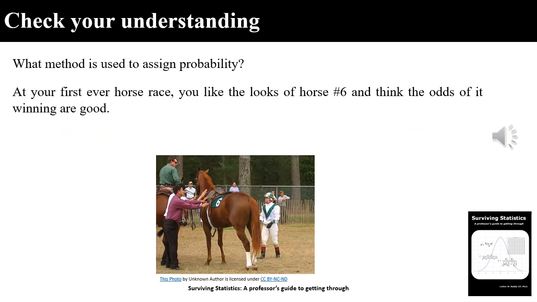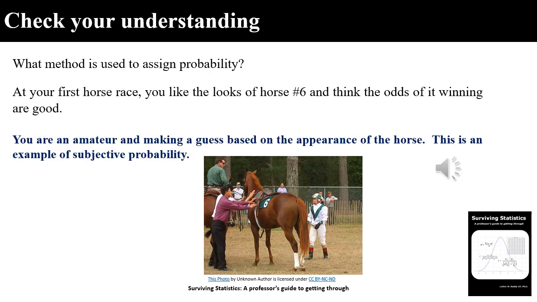Okay, let's try another one. What method would we use to assign this probability? It's the first time you've ever attended a horse race. As the horses and their riders are paraded in front of you, you really like the looks of one particular horse. Maybe it's the color, maybe it's the way it walks, but you think, okay, that horse looks good. I think it's got a pretty good chance of winning the race.